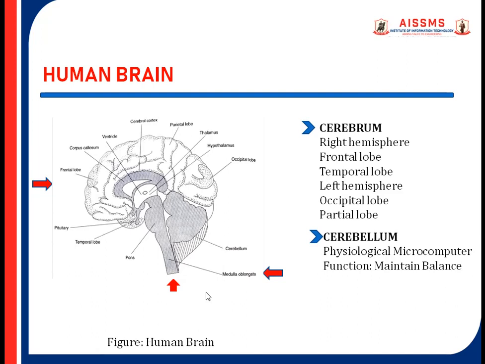All these sensory inputs from various parts of the body eventually reach the cortex. Next, the cerebellum, which is also called a physiological microcomputer, is responsible for a person to maintain his balance. The brainstem carries signals between the brain and the spinal cord.